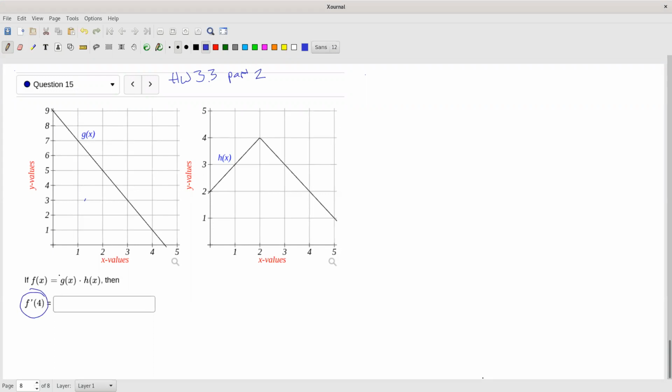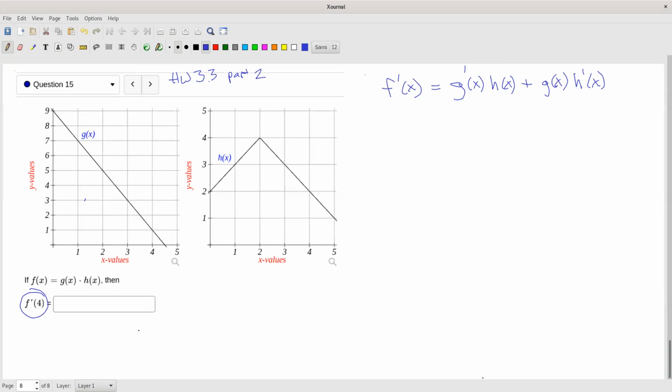First, we got to find the derivative. So what is f prime of x? So remember, f is a product, so we have to apply the product rule. And the product rule says, take the derivative of the first function, that would be g prime, and multiply by the second function. And then add that to the first function original, and then multiply by the derivative of the second function.